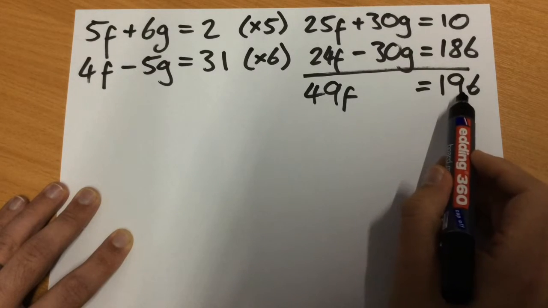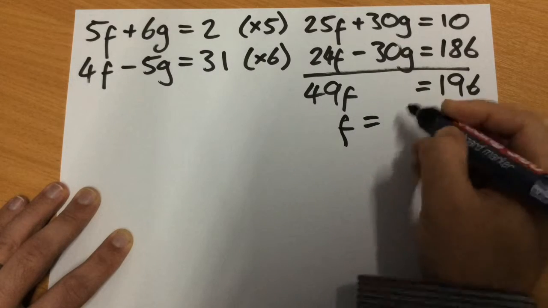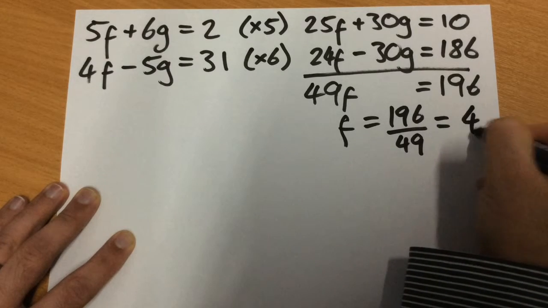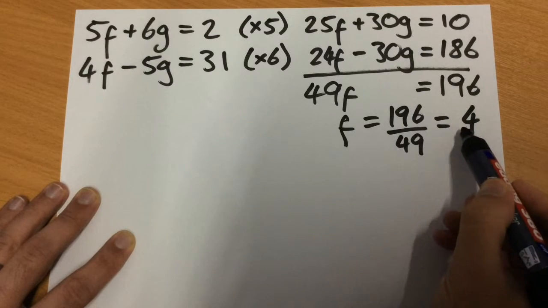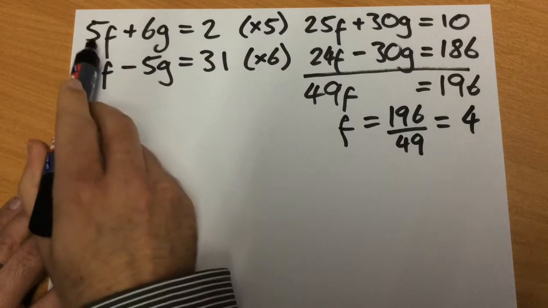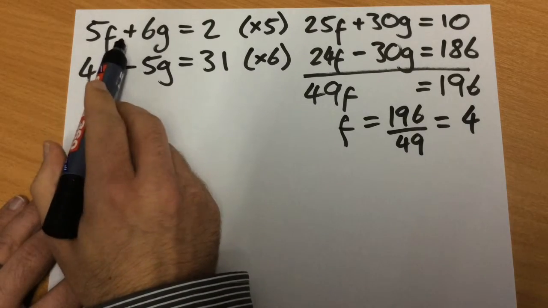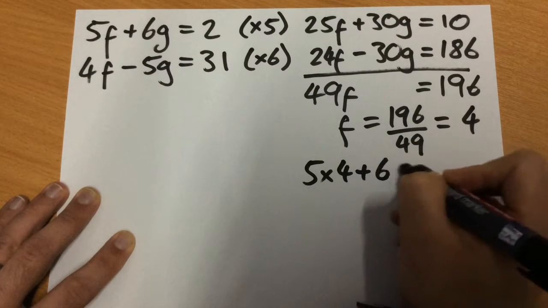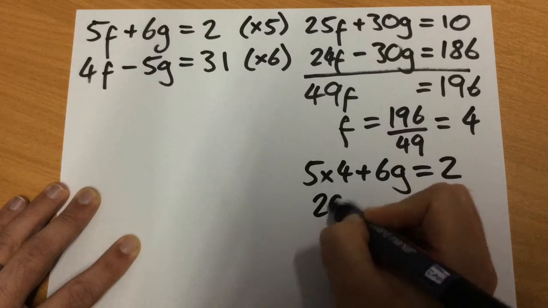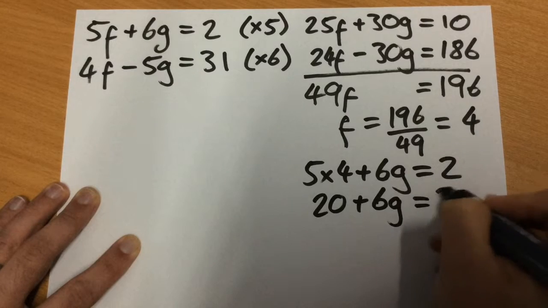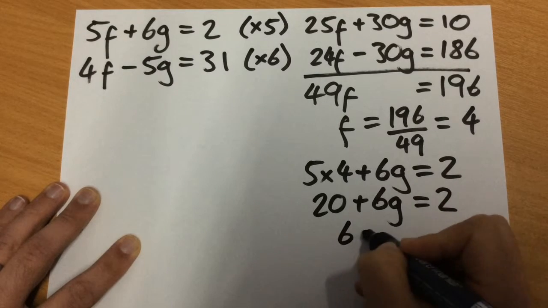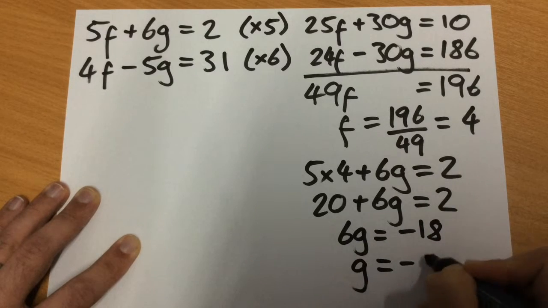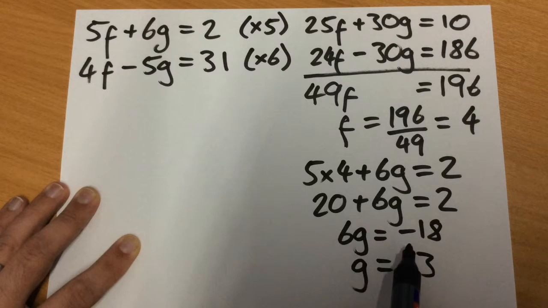So in this equation, okay, it's not very nice because of the numbers, but we can do f equals 196 over 49. You can type that into a calculator, you'll end up with 4. We now know that f is 4, we can substitute this into any equation. I'm going to use this one, just because it hasn't got any negatives in, it's a little bit nicer. So we go 5 times our f value of 4 plus 6g equals 2. 20 plus 6g is 2. Take 20 from both sides. 6g equals minus 18, which gives us g equals minus 3 when we divide minus 18 by 6.